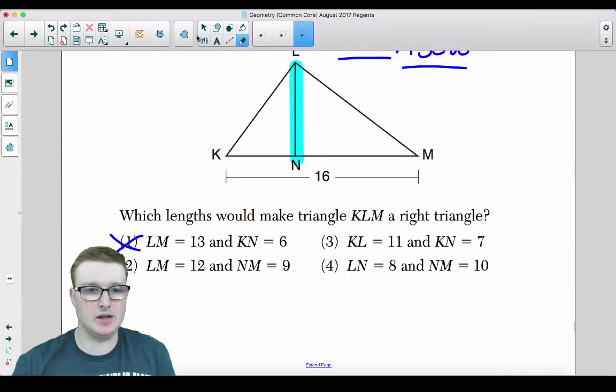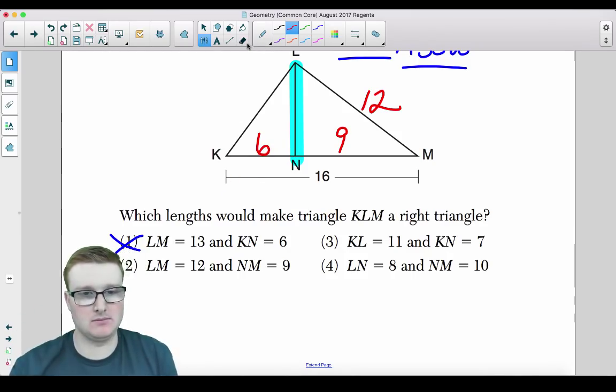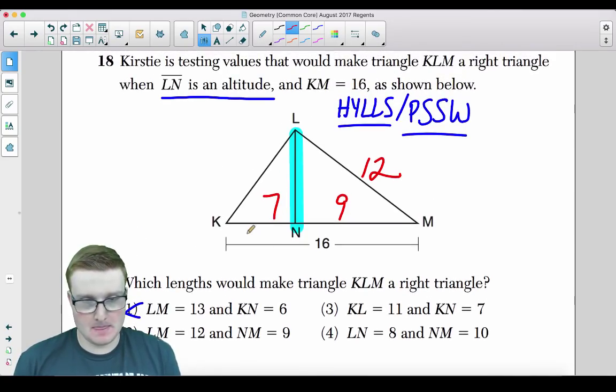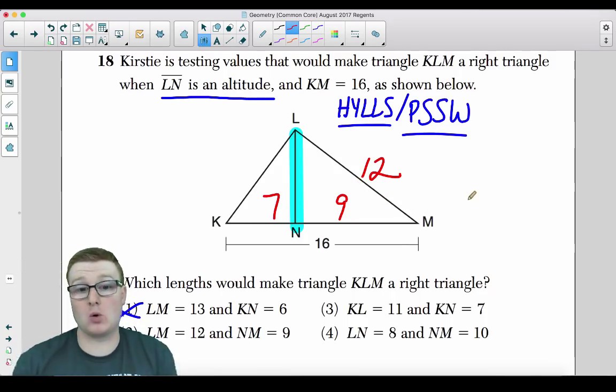Choice 2 says LM is 12 and NM is 9. That would make this over here, what would that be? 9, 8, 7, 6. NM is that, yeah, that would make that 6. So, no, I'm sorry, 7. I'll make that 7. Okay, so what we need to make sure about is, would this be a proper proportion?